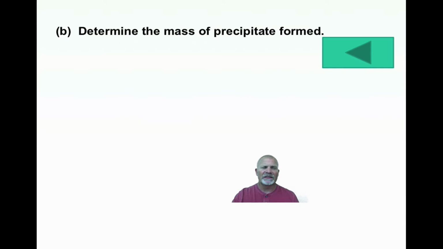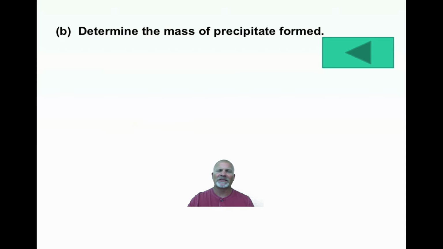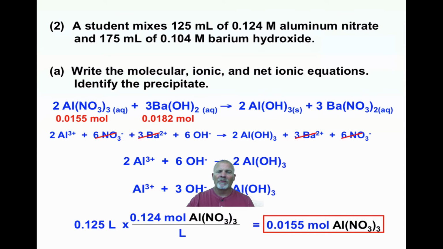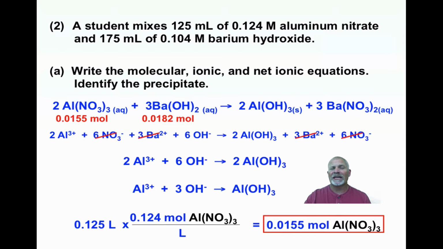So I always get this information. Now part B, I want to know the mass of precipitate formed. Well, the mass of my precipitate formed, I'm looking again, going back. I realize my precipitate, who I'm talking about, is aluminum hydroxide. So who's my limiting reagent?